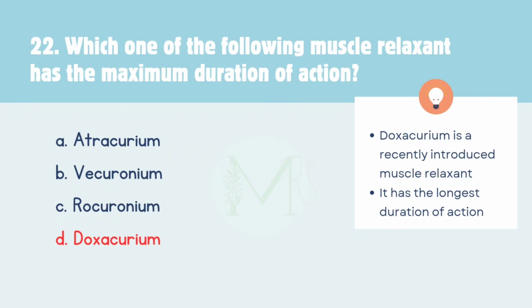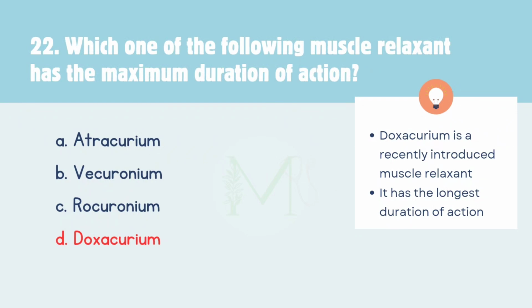Doxacurium is a long-acting, non-depolarizing muscle relaxant with a duration of action of approximately 90 to 120 minutes. It is metabolized slowly, which contributes to its prolonged effects. Atracurium is intermediate acting for 20 to 40 minutes. It is metabolized by Hofmann elimination and ester hydrolysis, leading to shorter duration. Vecuronium is intermediate acting again, which is for 30 to 40 minutes.